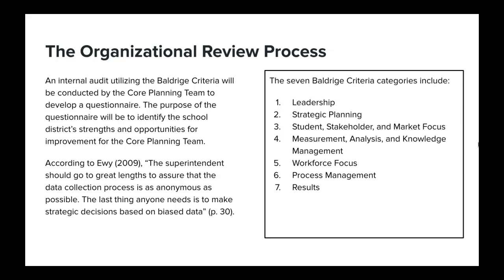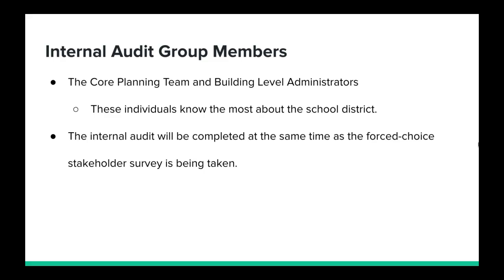So that takes us on to our internal audit group members. So we want to identify who's actually part of that group when it's done. So the core planning team and the building level administrators, which I referenced before. These individuals, they know the most about the school district, so they're the perfect people to do this audit. And the internal audit is going to be done at the same time as the forced choice stakeholder survey is being taken by stakeholders. So that'll be done simultaneously.